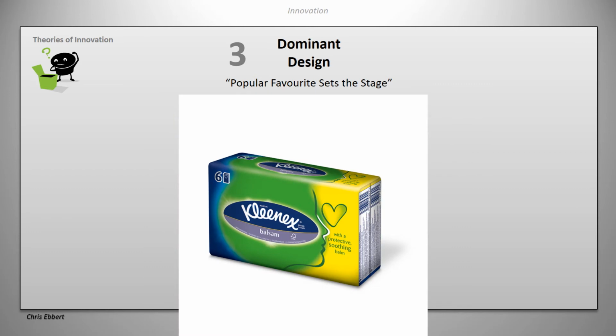Kleenex is another example of a dominant design in the market. When you ask somebody for a paper tissue in the US, for example, in my experience, people ask for a Kleenex. And that's actually a brand name. So Kleenex is the dominant brand or the dominant design in the paper tissue business, because perhaps they were the quickest to establish themselves with what was then an innovative solution in the market. So everybody now associates them with paper.